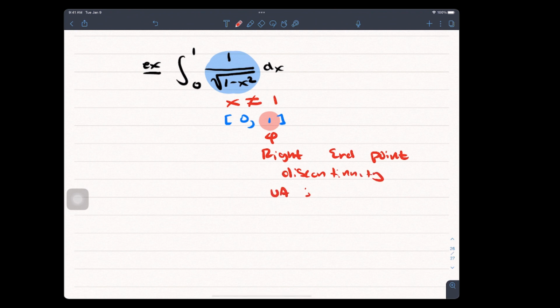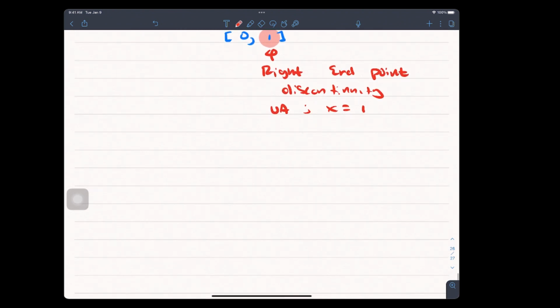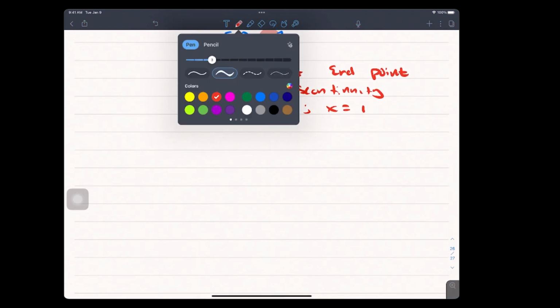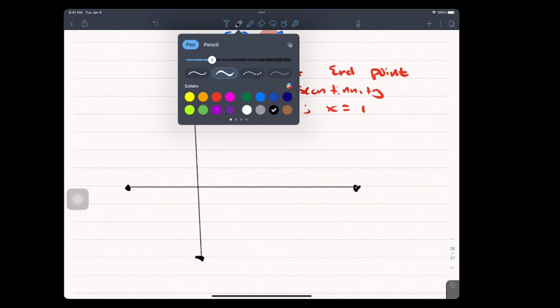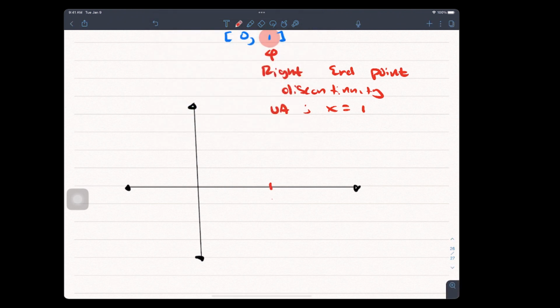You have a vertical asymptote at x equals 1. So just for example, I'm just going to sketch the idea here. I'm not going to graph this here, but to share with you how that really looks, that we have at 1 a vertical asymptote.